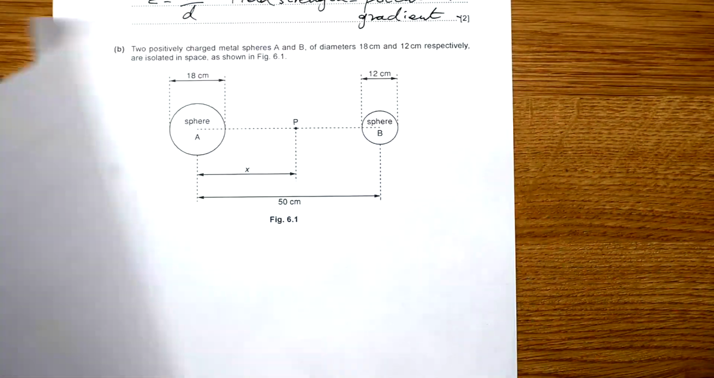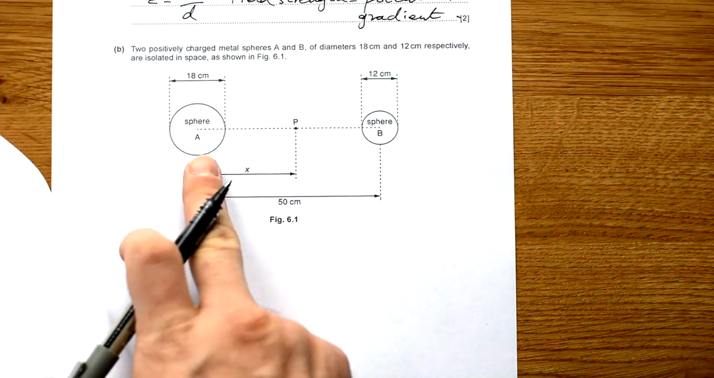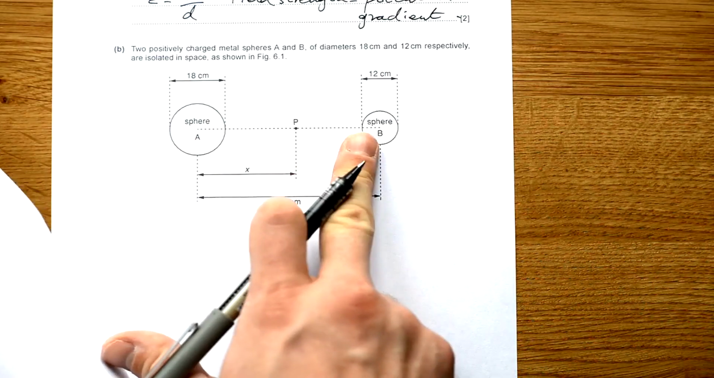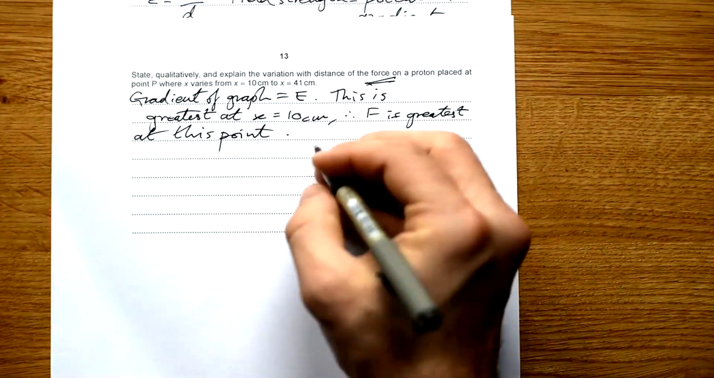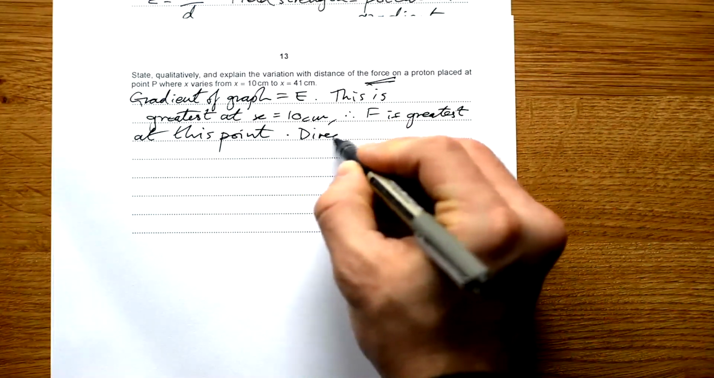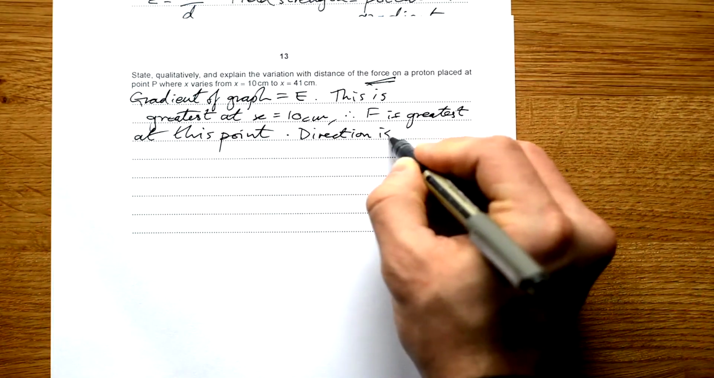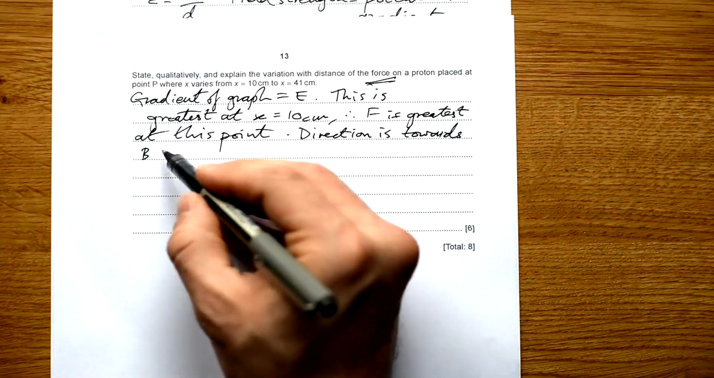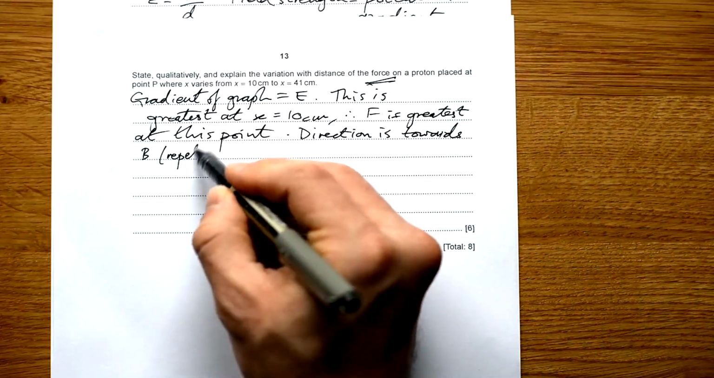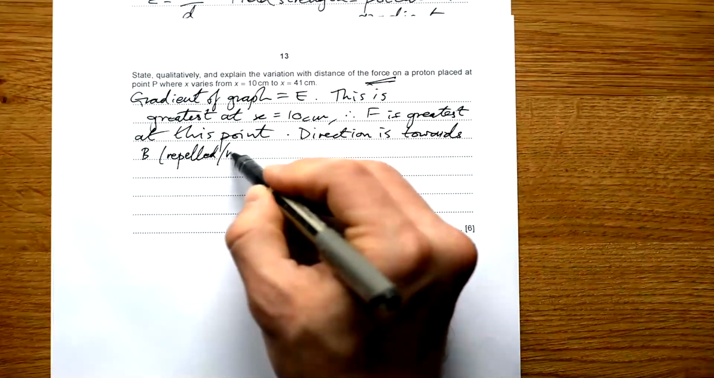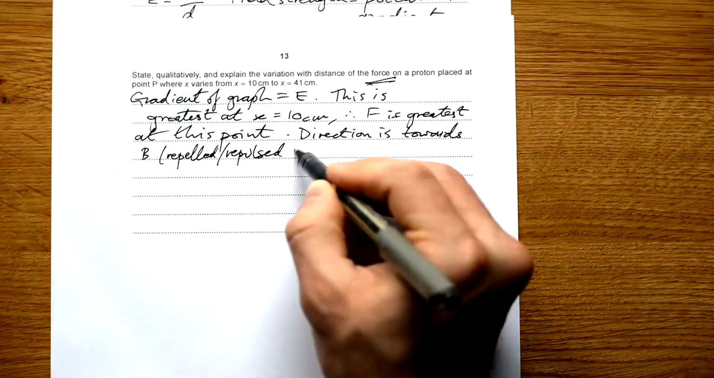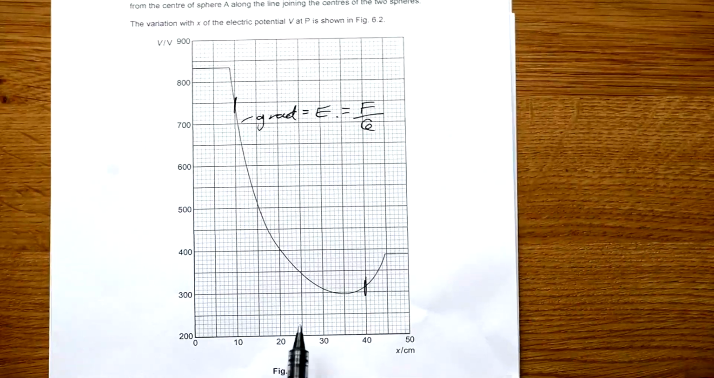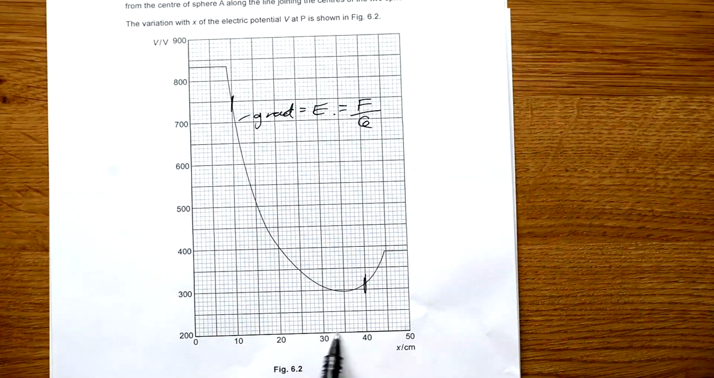Which way is the force going though? Well, we can see that both of these are positively charged, so the closer it gets to A, the more it's going to be repelled away from A. Direction is towards B. It's being repelled or repulsed from A.